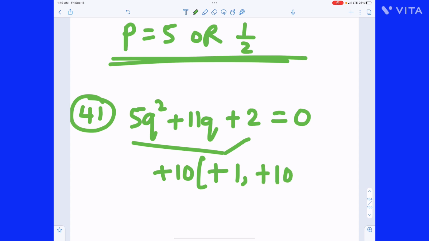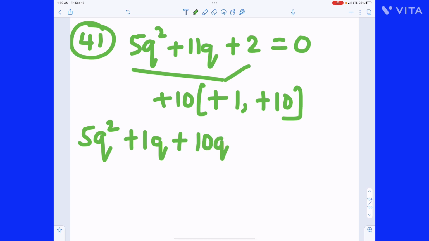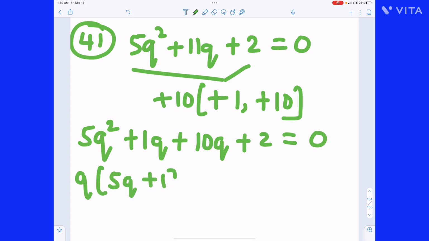Plus 1 and plus 10. Plus 1 times plus 10 will give you plus 10 when multiplied, and plus 1 plus plus 10 will give you plus 11 when added. So those are my factors. Let's go. (5x³)² plus x³ plus 10x³ plus 2 is 0. This will give me x³(5x³ + 1) + 2(5x³ + 1).